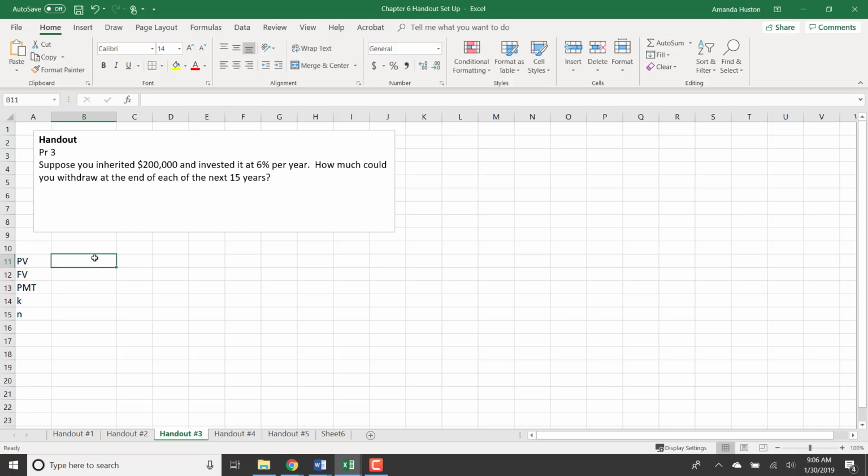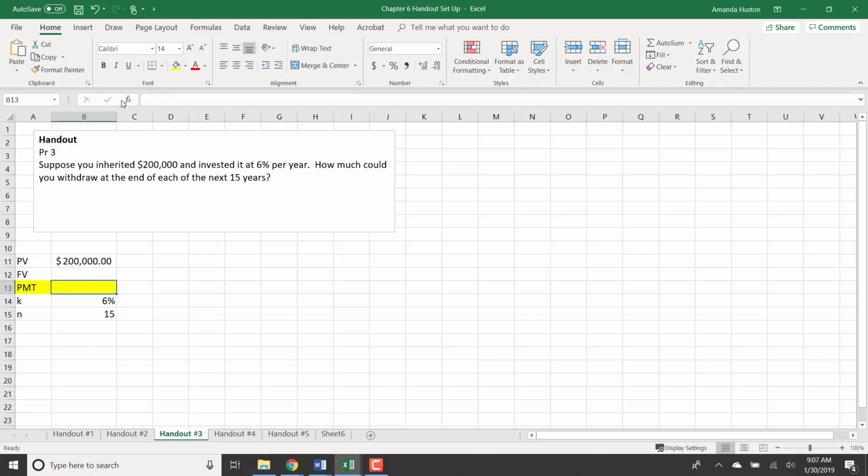All right, so we know we have $200,000 that we inherited. I hope I inherit $200,000, right? That would be a good thing. We know that the interest rate is 6%, and we are talking about a 15-year period. We want to know how much we can take out each year. And I'm solving for payment this time.